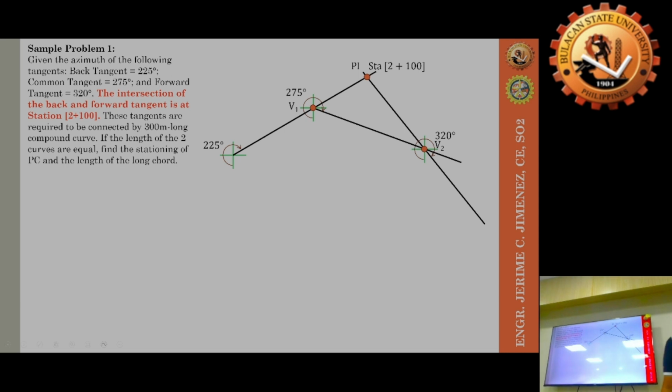Now, let's solve first for the I sub 1 and I sub 2. Even without the curves there yet, let's solve it. So here is the I sub 1. In this portion, again, find V sub 1. Is it this? Wait lang. Let's solve.